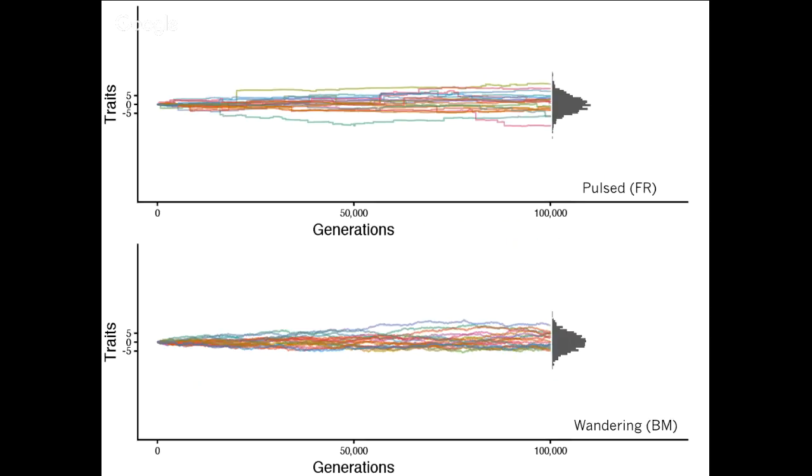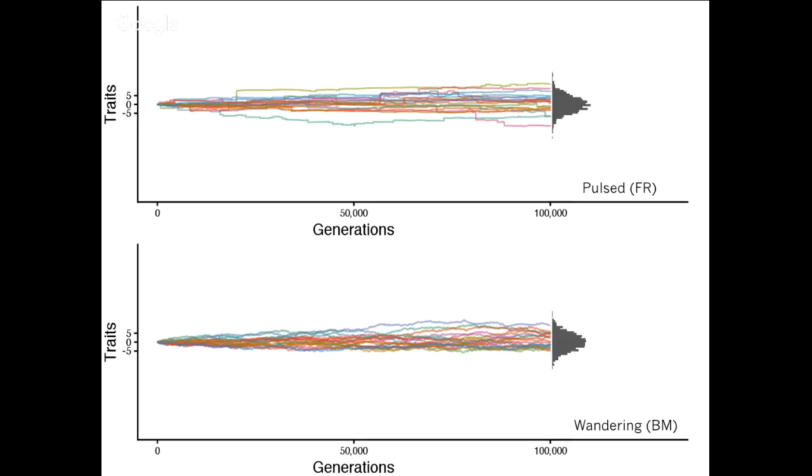On the top, there's this pulse model. I'll explain what FR stands for in a moment. On the bottom, we have a Brownian motion model, which is representative of wandering or gradualistic evolution. And so let's look at how these processes, the trait histories, change when we look at smaller and smaller time scales, and what impact does that have on the trait distribution we see at the present.